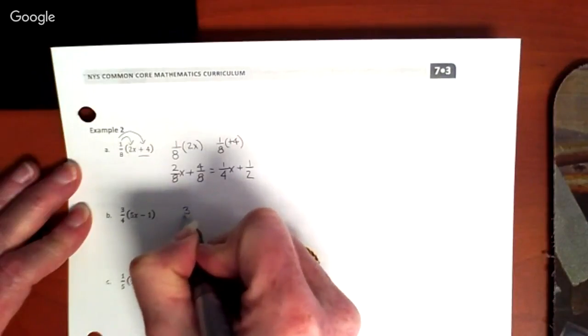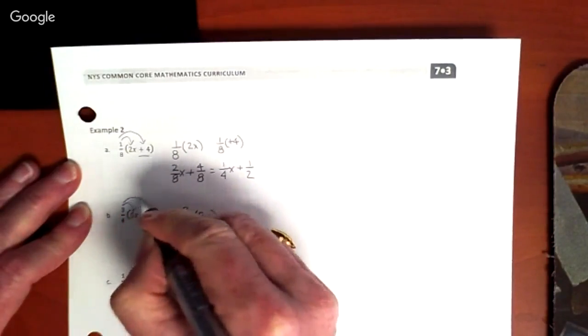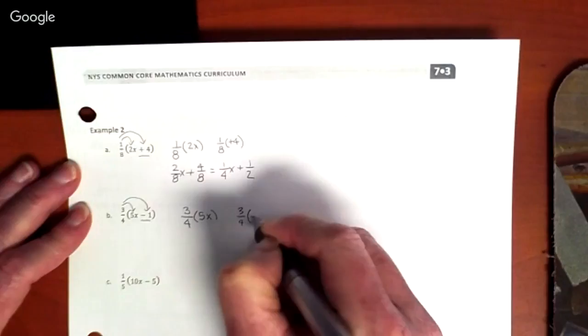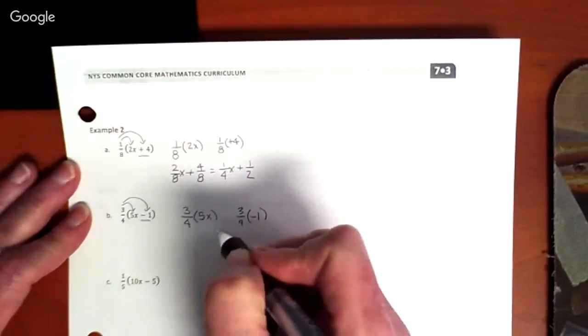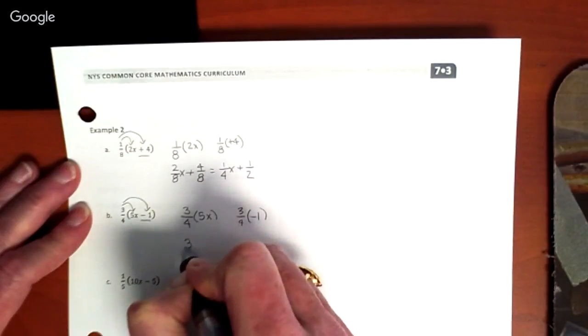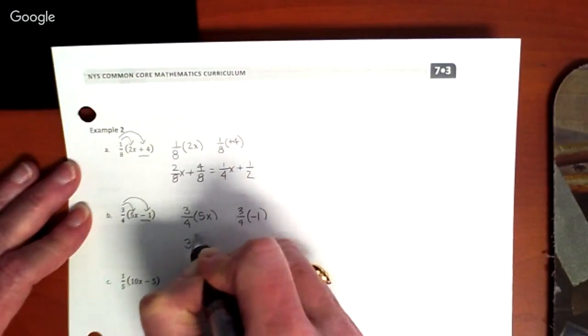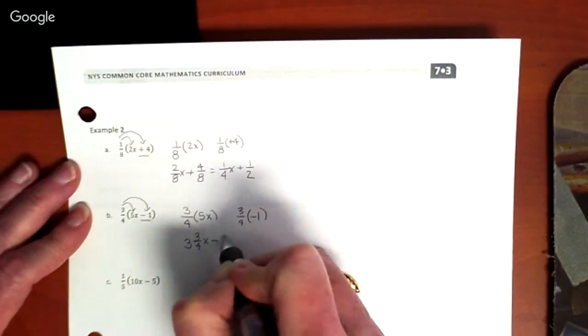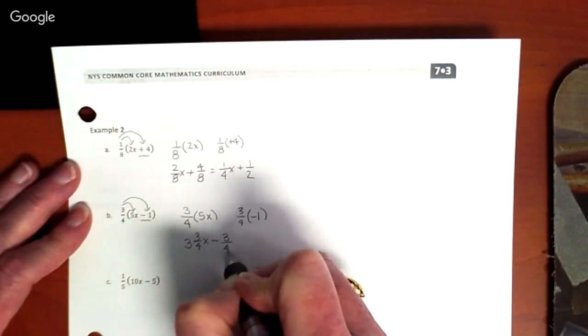Okay. So now I have 3/4 times 5x and 3/4 times negative 1. So here I would have 3 and 3/4 x minus 3/4.